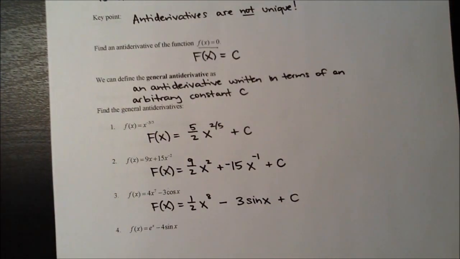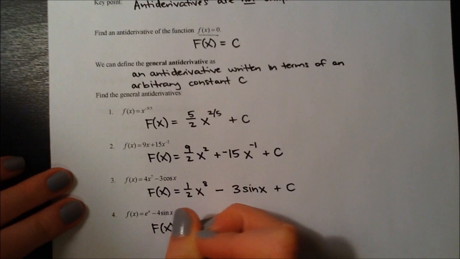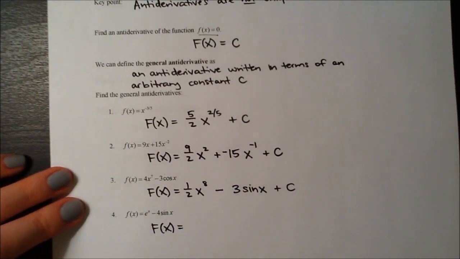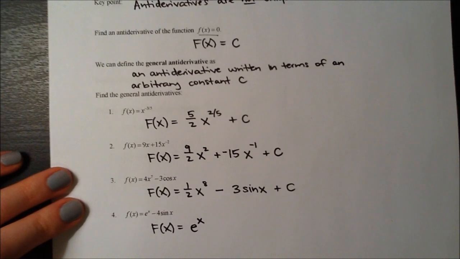I will say this again, you can always just take the derivative of these functions that you're coming up with and double check that you're doing it correctly. Okay, one more on this page here. Antiderivative e to the x. Not only is this the best derivative ever, it is also the best antiderivative ever. The antiderivative of e to the x is also e to the x.